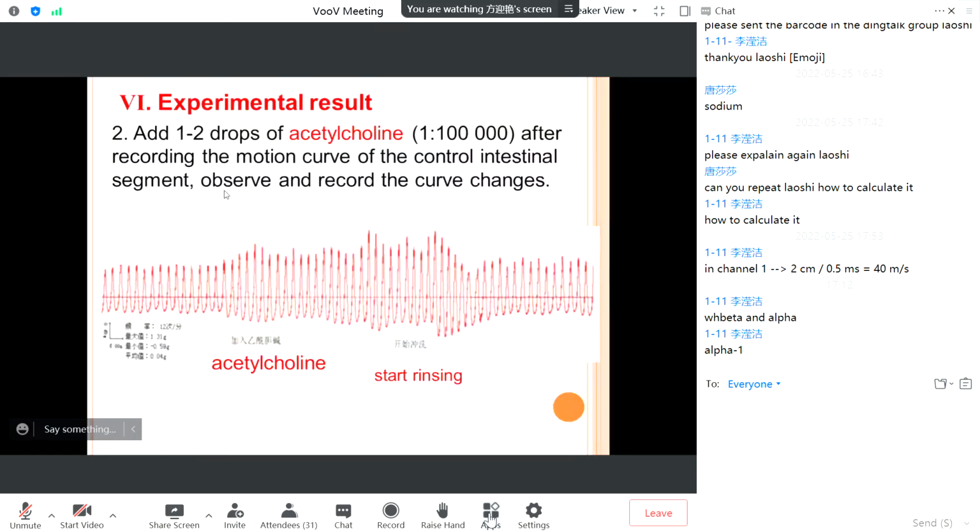We can see that the last experiment also recovered. We will add and drop the ACh. We can see here that we drop the ACh. The curve is recovered, and then we add the ACh. We found that this curve, the contractility, is decreased or increased? This is the recovered curve, and then we drop the ACh. Can you tell me whether the contractility is decreased or increased?